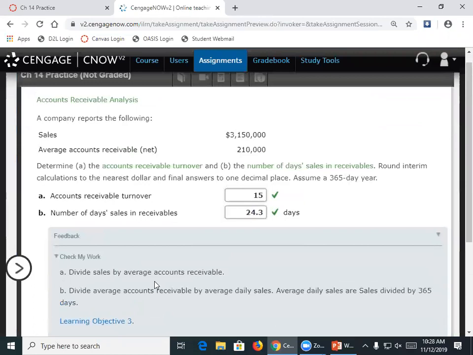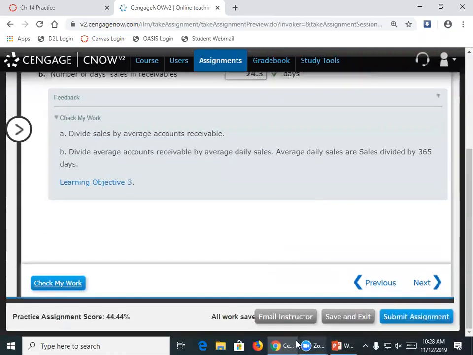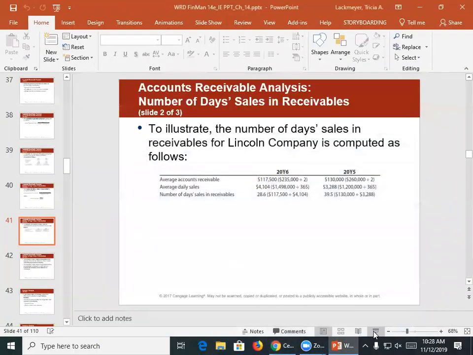Any questions on those? So I think, again, on those and some of the others, it's just remembering that you have to calculate average accounts receivable if they don't give it to you as an average, and then calculating that average daily sales. So sometimes there's just a couple of intermediate calculations. All right.